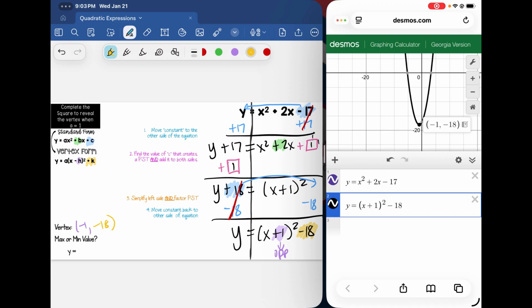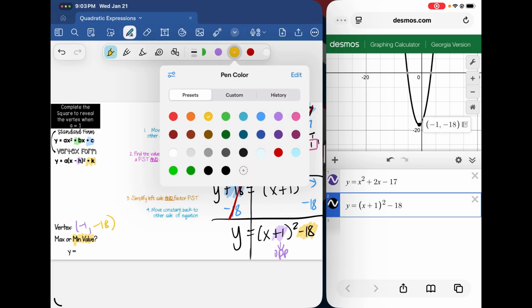Absolutely. Now the question is, is this a maximum or a minimum graph? It is a minimum because the graph is low. The point is the lowest point on the graph, which means the minimum value, the lowest on the graph, is talking about how high or how low. Which one of these values is talking about how high or how low? The x or the y? The y. So the minimum value is y is equal to negative 18.